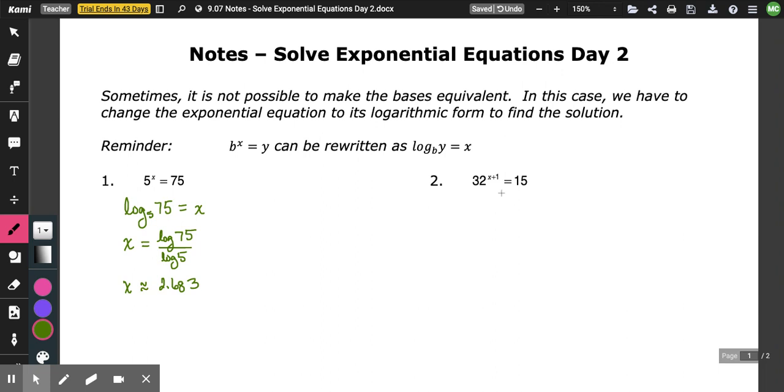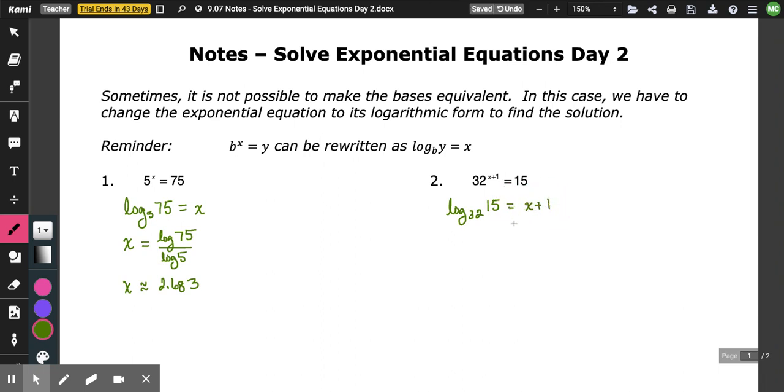For the second one up here, we've got 32 to the power x plus 1 equals 15. Now, 32 and 15 do not have any exponential expressions in common. 32 could be written as 2 to the 5th power, but that's not going to help us a lot in this case. So I'm just going to go ahead and rewrite it as its logarithmic form. So that would make it log base 32 of 15 is equal to the power x plus 1.